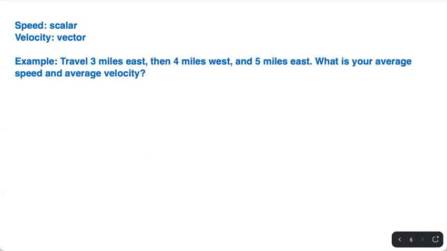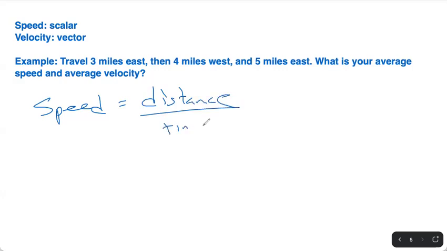Another example is going to be speed is a scalar, velocity is a vector. How nice it starts with the same letter. Speed is a scalar quantity. So same setup, 3 east, 4 west, 5 miles east. What's your average speed? What's your average velocity? The average speed in this case would have been the total distance over time. So the distance you travel was 12 miles over, just call it t for time, because you might just be given it in terms of a variable.